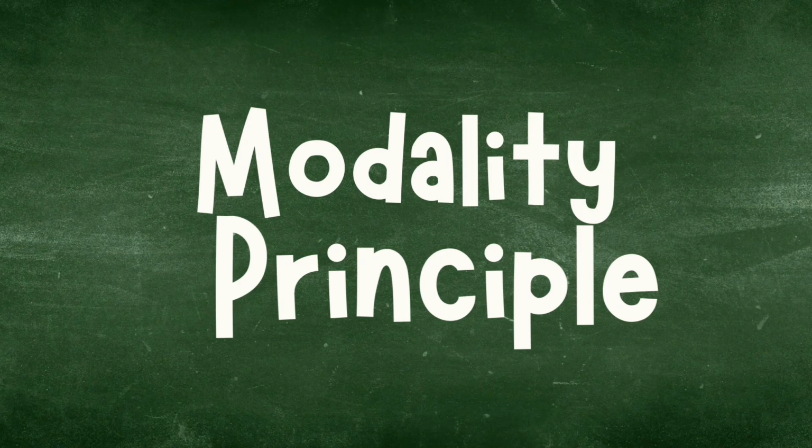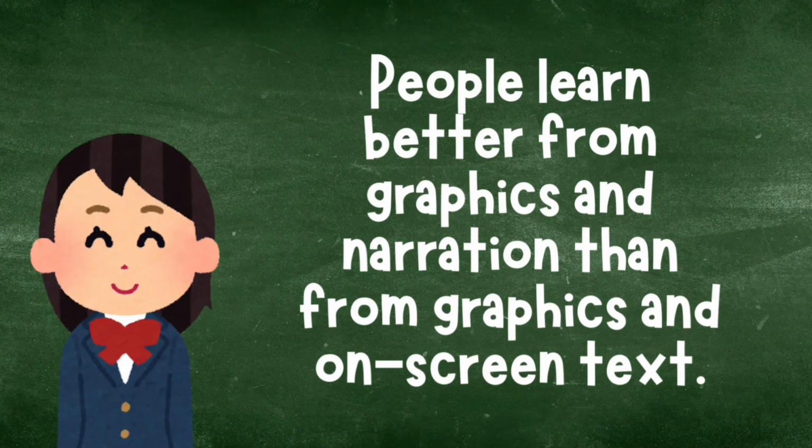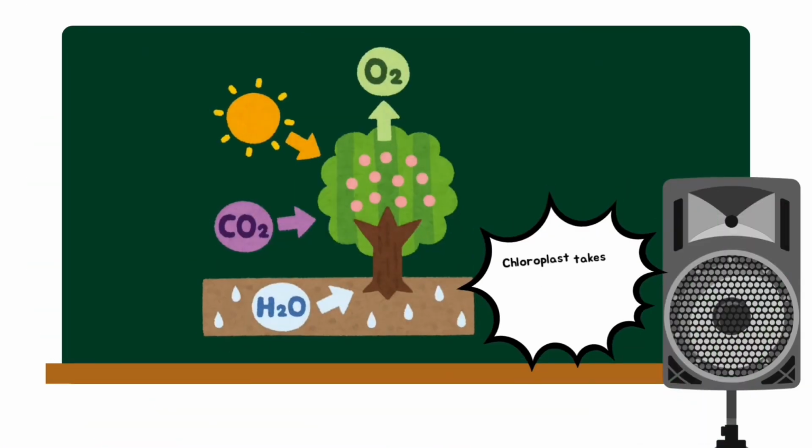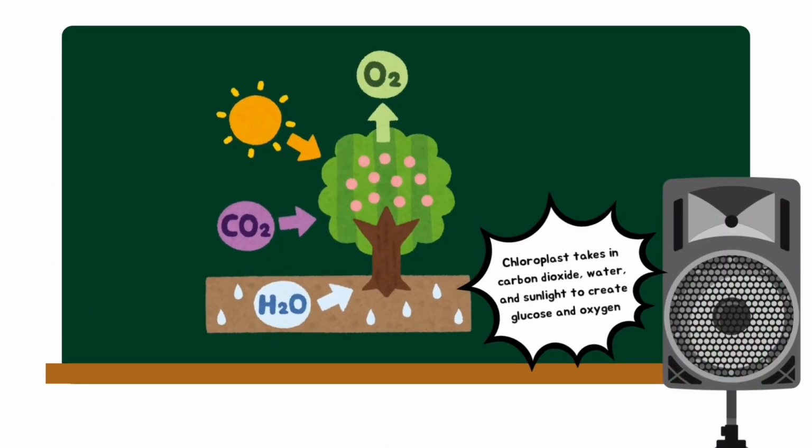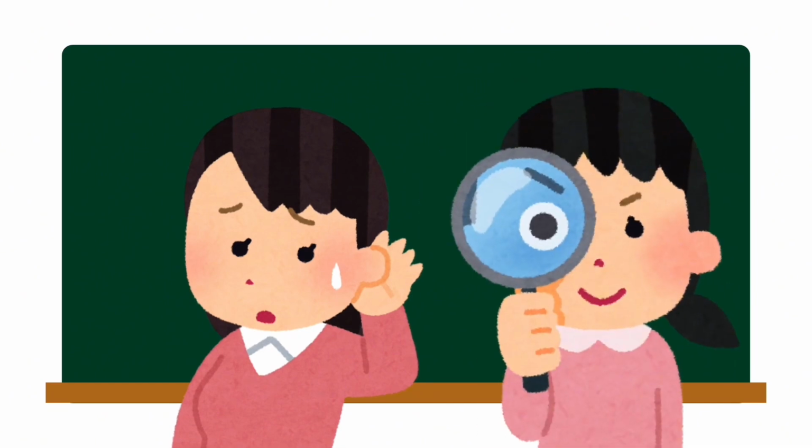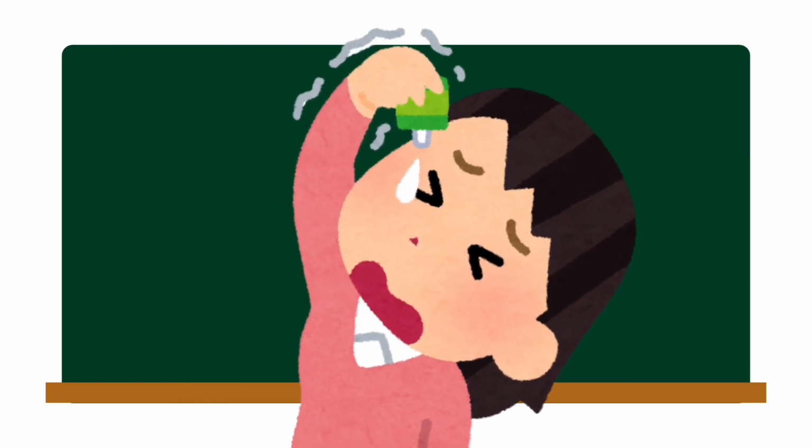People learn better when narration is spoken, not written, alongside visuals. Let them listen while they look. Using both audio and visuals helps keep learners engaged and on track. It also lightens the load on the eyes.